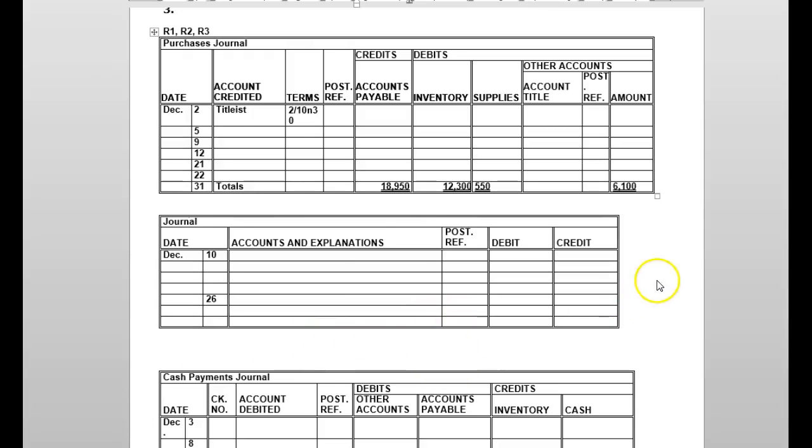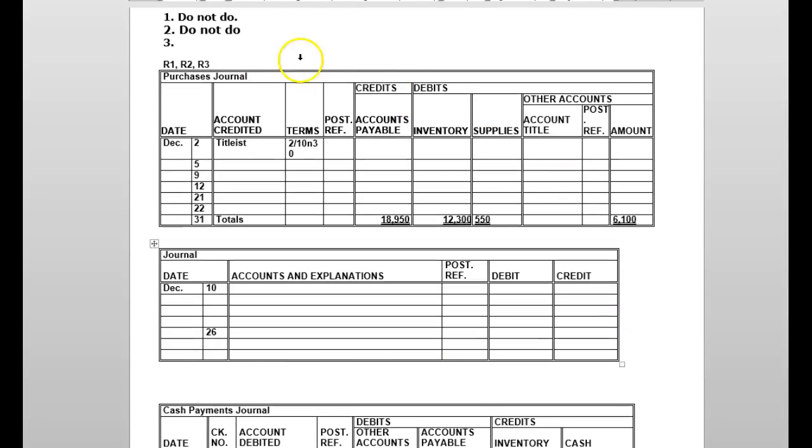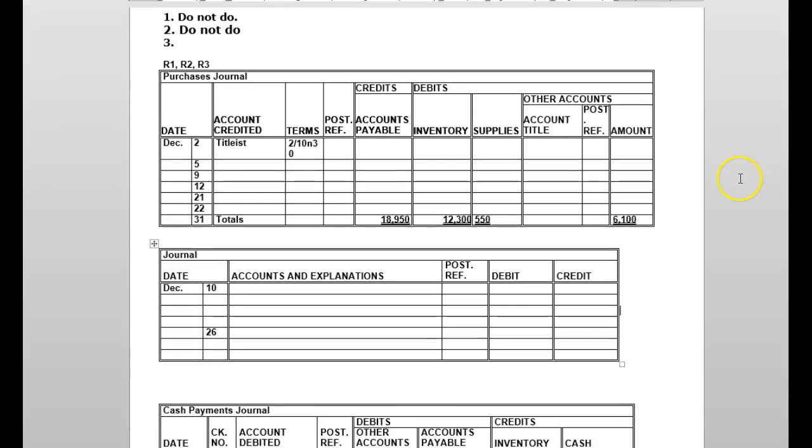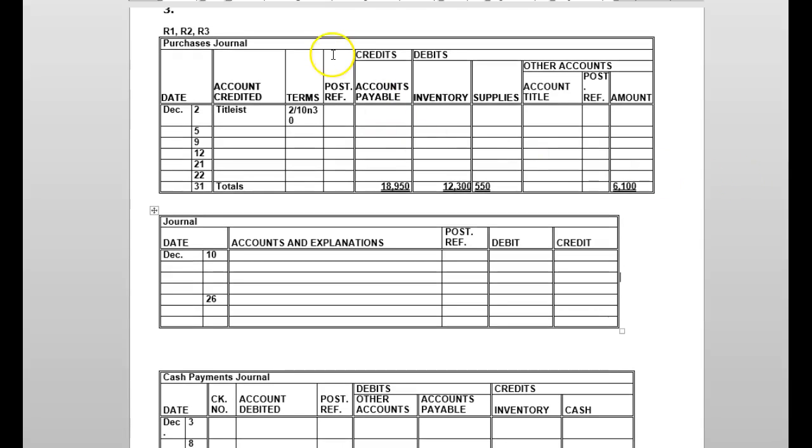We are at 7-2. We are not doing 1 or 2 in the handout. We are doing number 3. We're looking at 3 different journals. We're looking at the purchase journal and the cash payment journal. The purchase journal is for things that you buy on account. The cash payment journal is for things that you pay cash out for or that you write a check for.